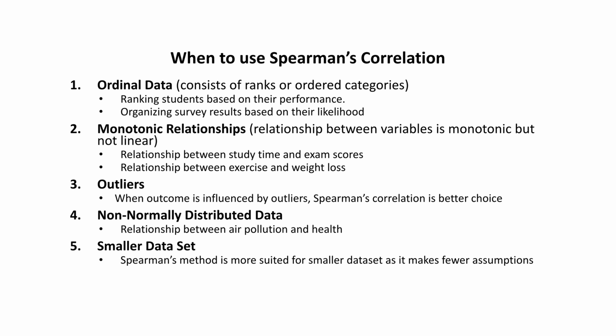Third, when your dataset includes outliers, which are extreme values that can skew results, Spearman's correlation is a better choice. Unlike Pearson's correlation, which can be heavily influenced by outliers, Spearman's method is more resistant because it ranks the data rather than using the raw values. Fourth, Spearman's correlation is also appropriate when your data is not normally distributed. For example, in studies analyzing the relationship between air pollution and health, the data often does not follow a normal distribution. In such cases, Spearman's correlation gives more reliable results.